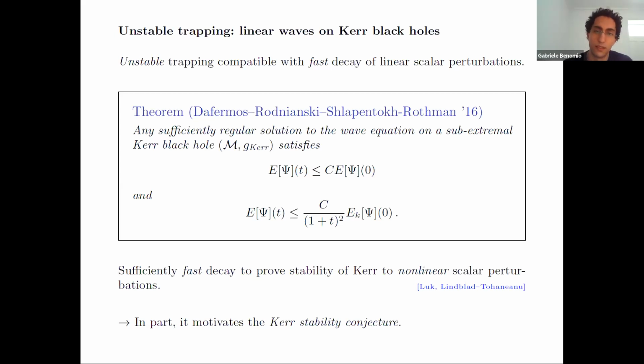So let me go through the statement. Any sufficiently regular solution to the wave equation on a subextremal Kerr black hole satisfies a uniform boundedness inequality and a uniform energy decay inequality where the decay rate is one over t squared. So it turns out that this decay rate is sufficiently fast to prove stability of Kerr to nonlinear scalar perturbations. In particular, the relevance of this decay rate is that 1 over t squared can be integrated in time when you treat nonlinear systems of wave equations. So the stability of Kerr to nonlinear scalar perturbations in part motivates the expectation that Kerr is nonlinearly stable as a solution to the Einstein vacuum equations.